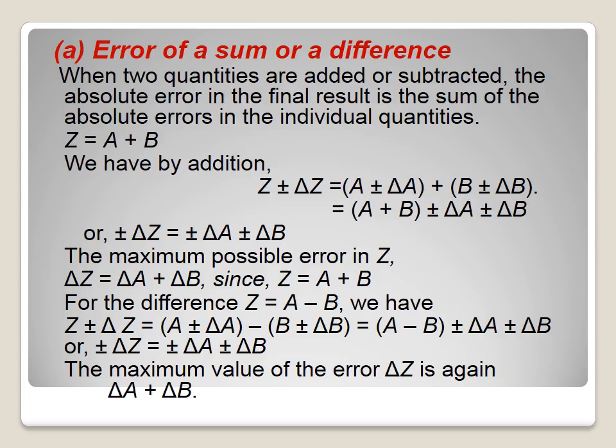We have Z plus or minus delta Z is equal to A plus or minus delta A minus B plus or minus delta B, which is equal to A minus B plus or minus delta A plus or minus delta B, or plus or minus delta Z is equal to plus or minus delta A plus or minus delta B, since Z is equal to A minus B. So the maximum value of the error delta Z is again delta A plus delta B.